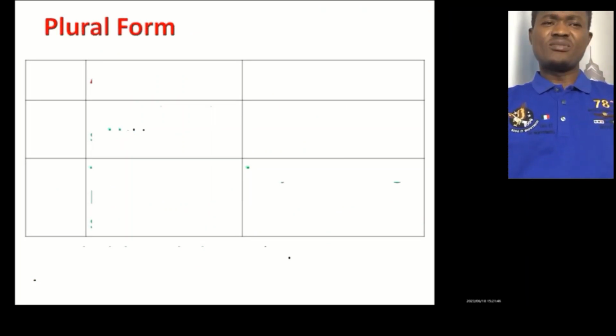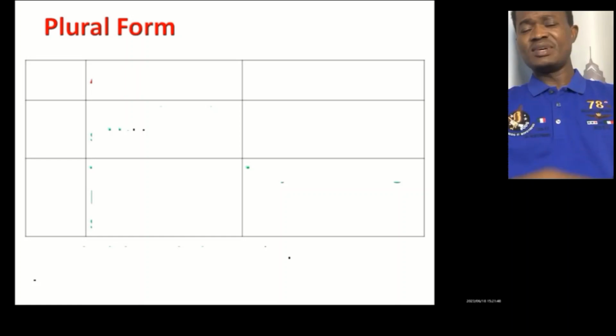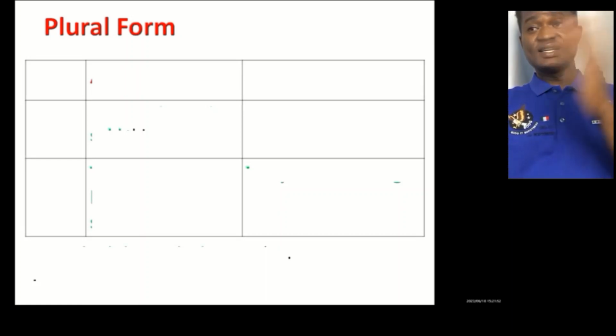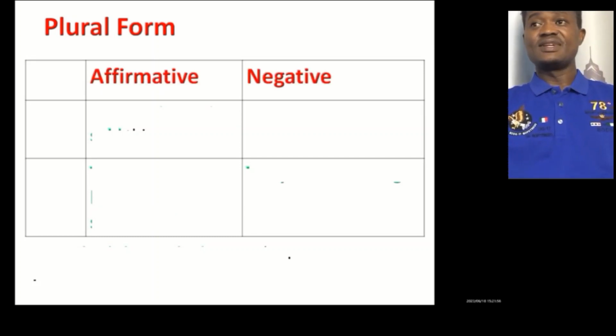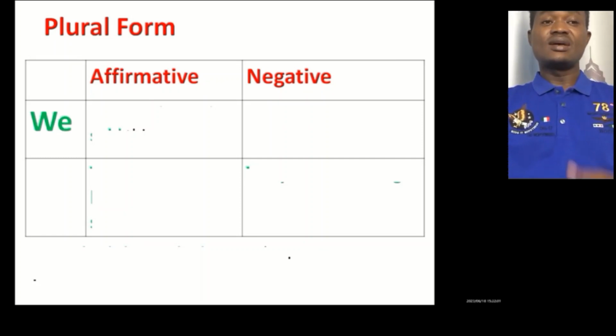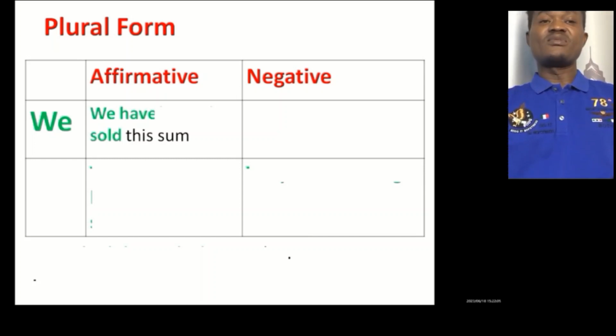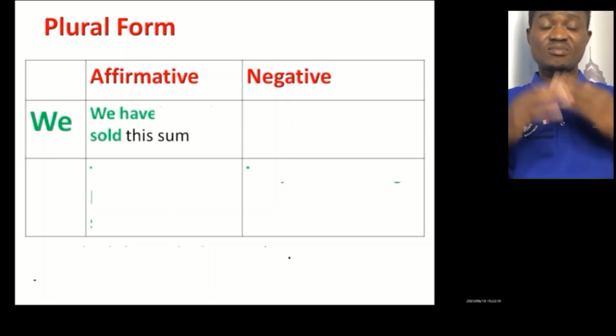Alright guys, let's go. Okay, let's talk about the plural form. The plural form in affirmative and negative form. All right, let's go. In the plural form we have we and they. All right. So in the plural form gotta be, we have sold the sum. So we have sold the sum in affirmative form.